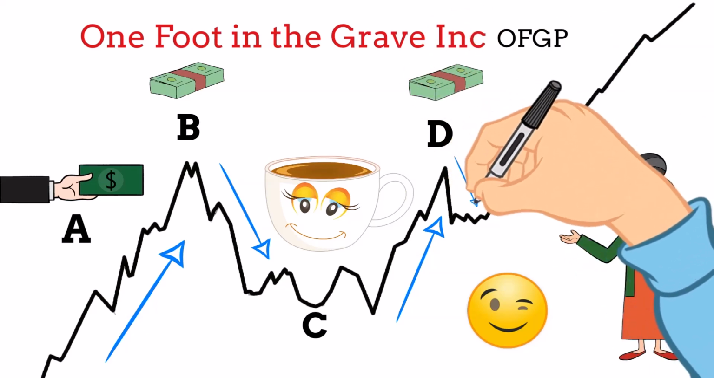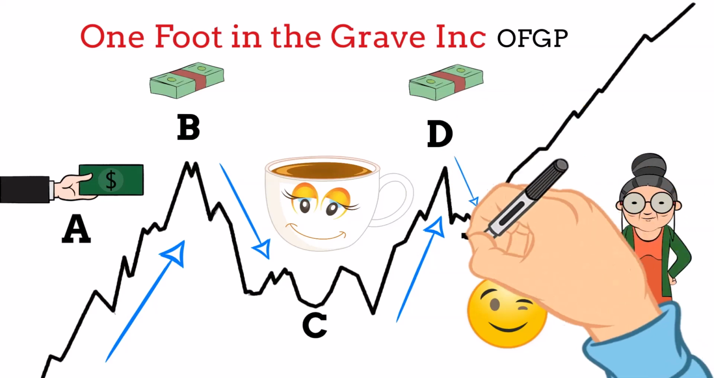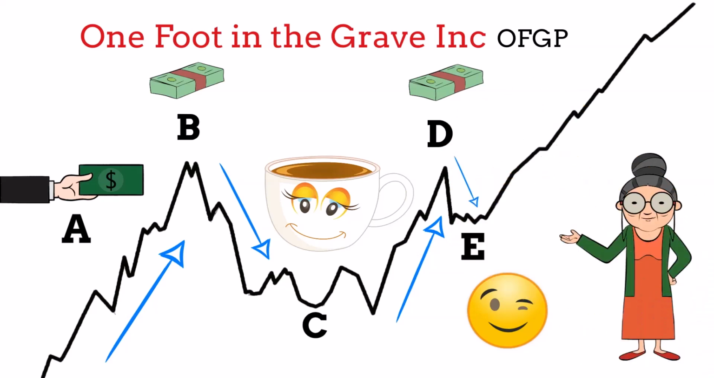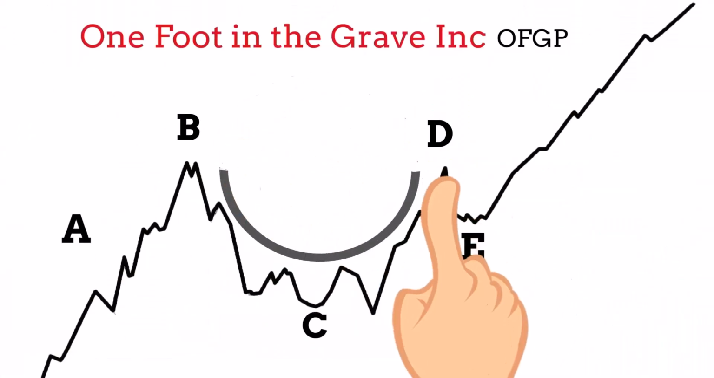This causes the price to drop to E and the cup handle forms. Trading volume is light because only the weaker investors have sold off. Now you have your cup with a handle.